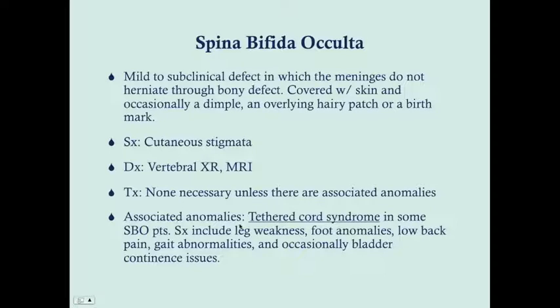The big one that we are concerned of is tethered cord syndrome, but it's really a vast minority of SBO patients that will wind up having tethered cord syndrome. But the symptoms of this will include leg weakness, foot anomalies, low back pain, gait abnormalities, and occasionally bladder continence issues. And these will present during childhood, not during the neonatal period so much, because the baby's not walking around yet. So that is an associated anomaly, but typically SBO is subclinical unless there are those stigmata.